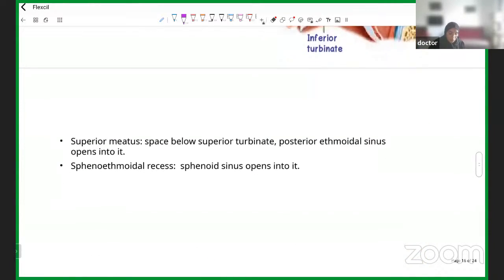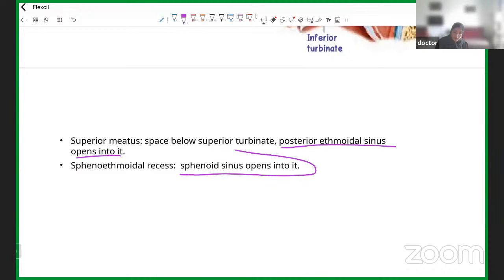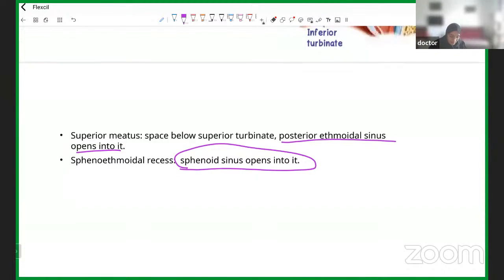All right. So superior meatus, what is superior meatus? It is a space below the superior turbinate, and the posterior ethmoidal sinus opens into it. Remember the openings, please. Inferior meatus will open into the nasolacrimal duct. Middle meatus will open into the maxillary sinus. It will open into the frontal sinus, right? And it will open into the ethmoid air cells. And we have superior meatus that opens into the posterior ethmoidal sinuses. And we have something called sphenoethmoidal recess, where the sphenoid sinus opens into it on the top part.